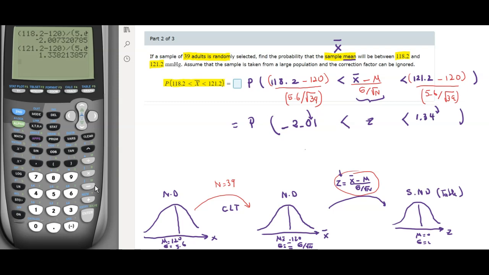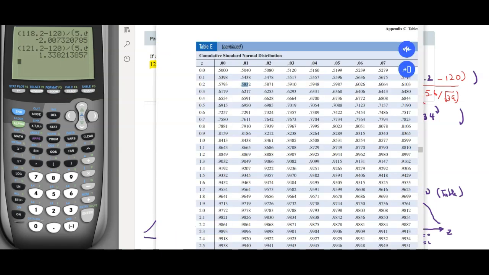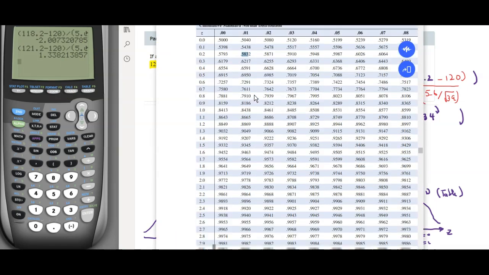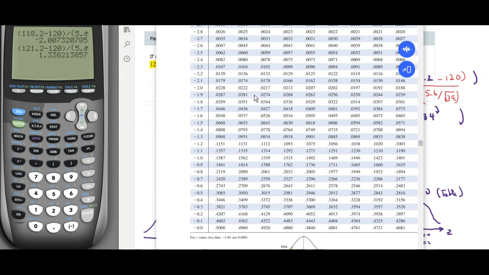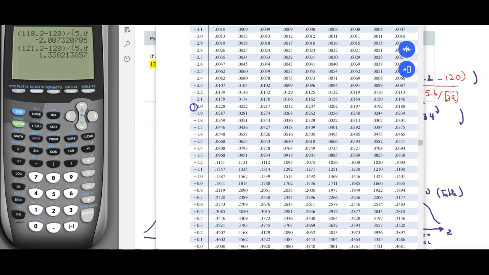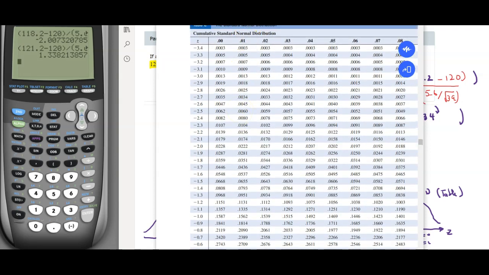So again, I'm going to use my z values table. Minus 2.01. This should be minus 2.0 and minus 2.01. You're going to be right here, so you get 0.0222.